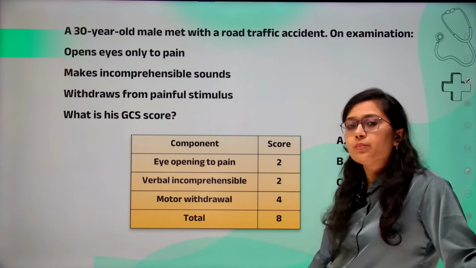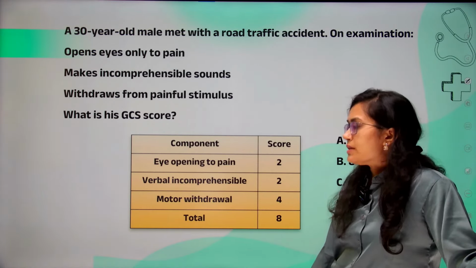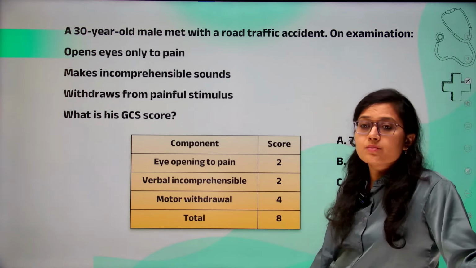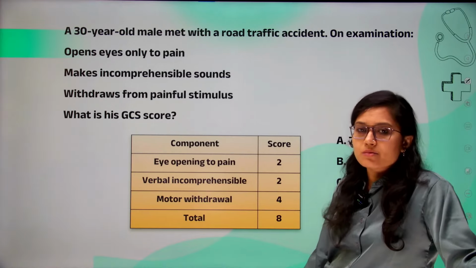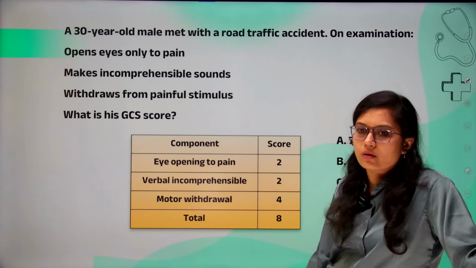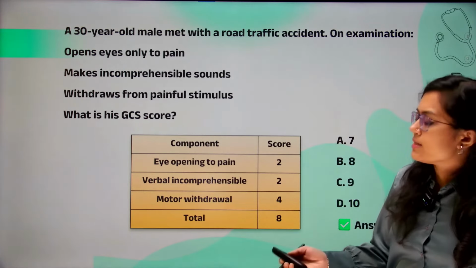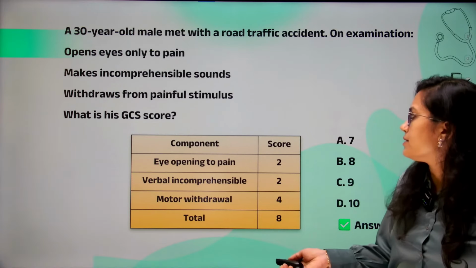3 was inappropriate words. 2 is incomprehensible sounds. Withdraws from painful stimulus, that was 4. We had done this before as well, if you remember. This MCQ I had even added, but I just need to reconfirm whether you are okay or not. Yes, so the total score would be 8. So what would this GCS be? The answer is B, that is 8.